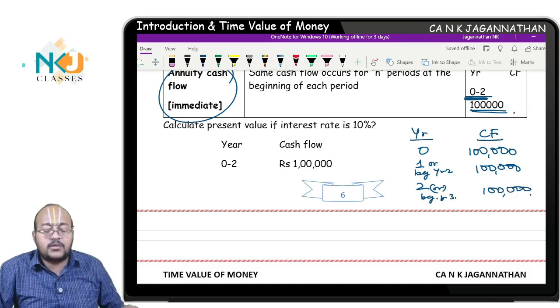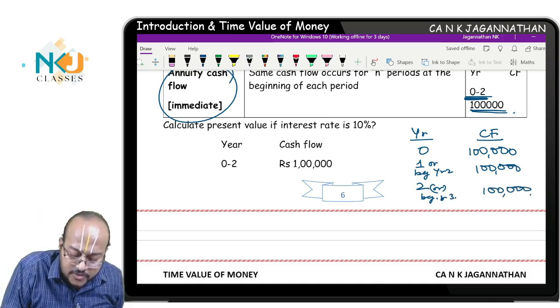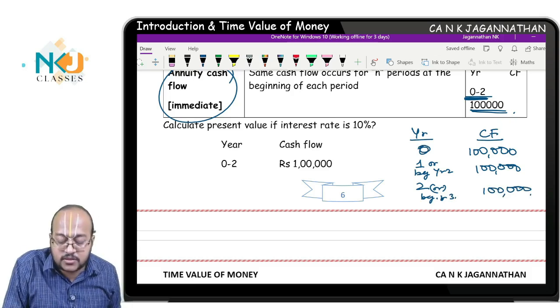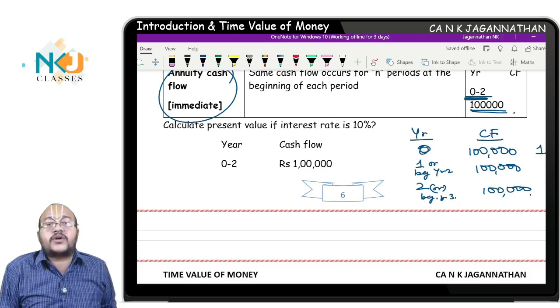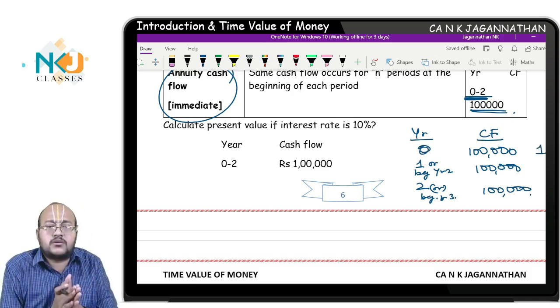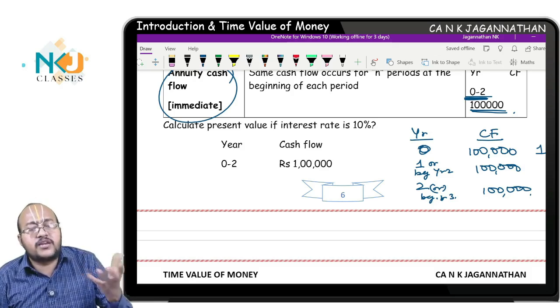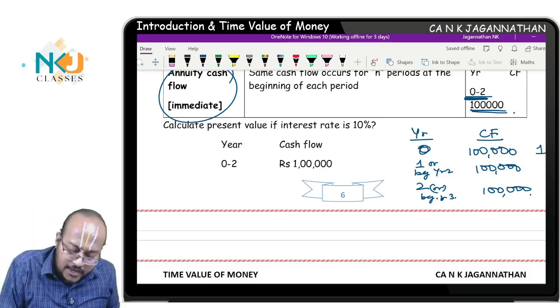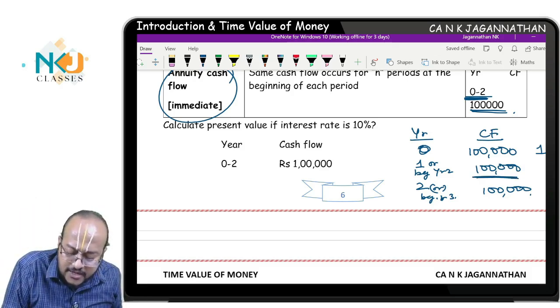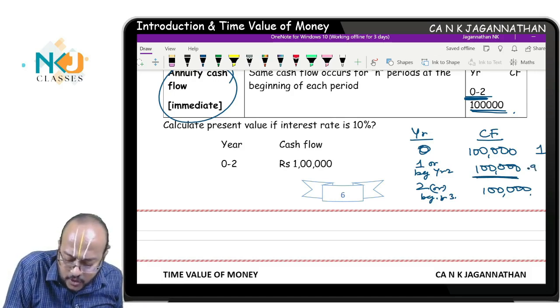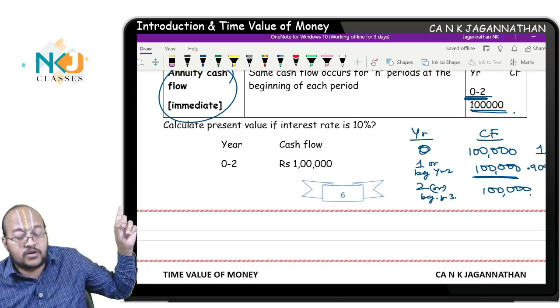Correct? Now all these cash flows you need to see in present value terms. Year 0, now itself you are receiving 1 lakh. The present value factor is 1, which means the value is the same as whatever you receive today. 1 lakh rupees received today is worth 1 lakh rupees. And for the first year end, where you are receiving 1 lakh, the present value factor is 0.9091. Already computed, correct?